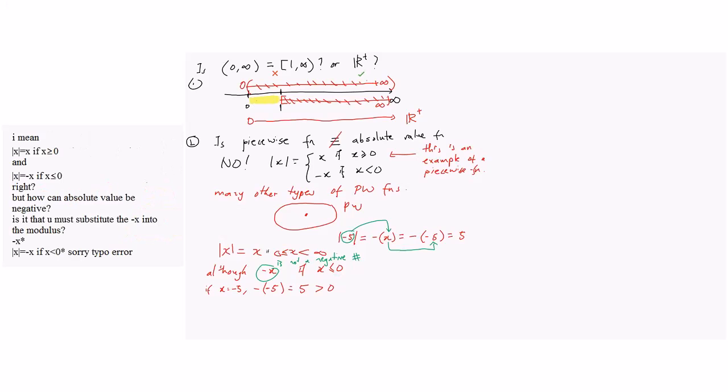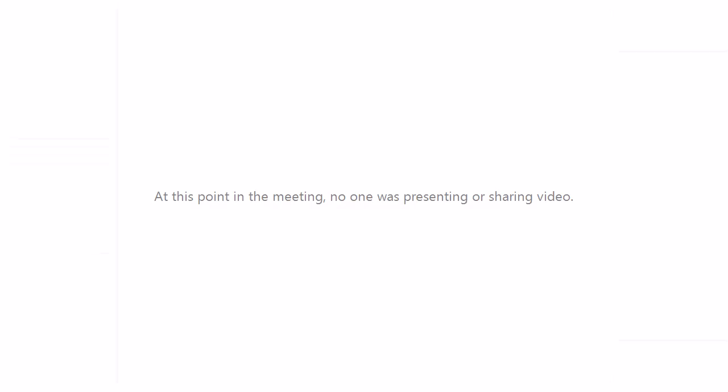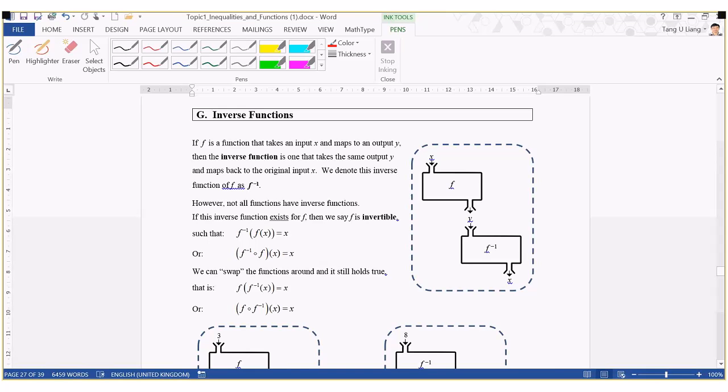Alright. Okay. Are there any other questions? If not, we have to go on to our lectures. I'm going to show you the lecture notes now. Okay, everyone, we are at page 27. We're going to talk about inverse functions today, this morning.